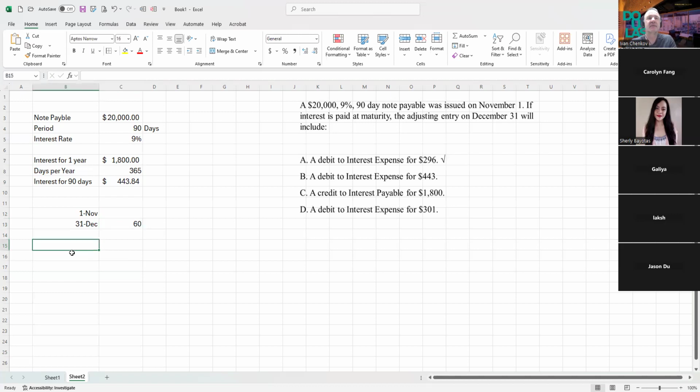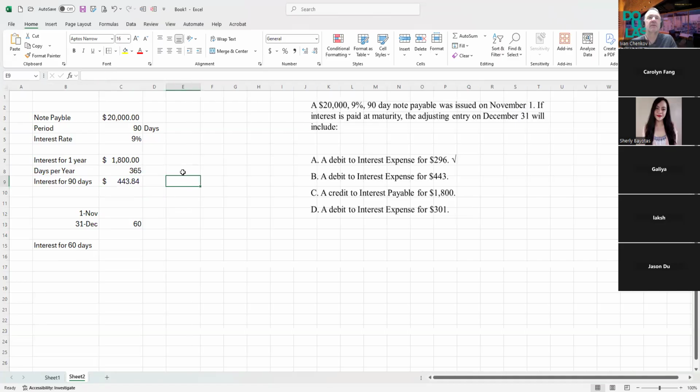Okay. So if we have 60 days, how much is my interest for those 60 days? There are different ways to get this amount. Another way to get this amount is to take the 1,800 divided by 365. You should get the same number. And that will be interest per day, and then times 90 days.